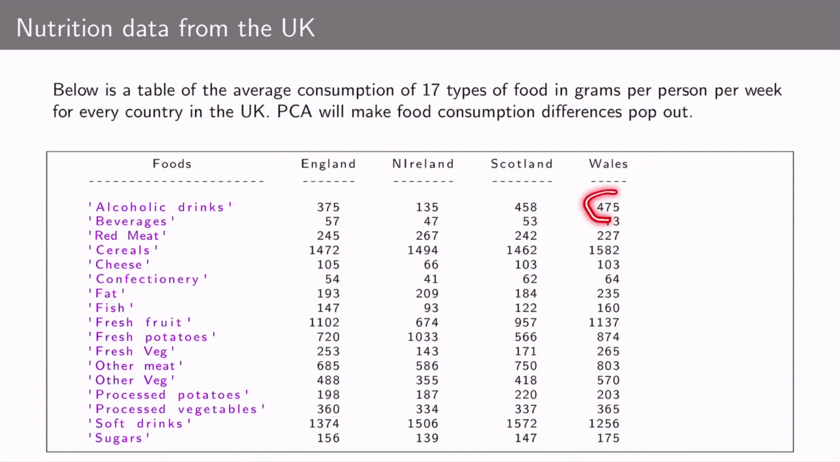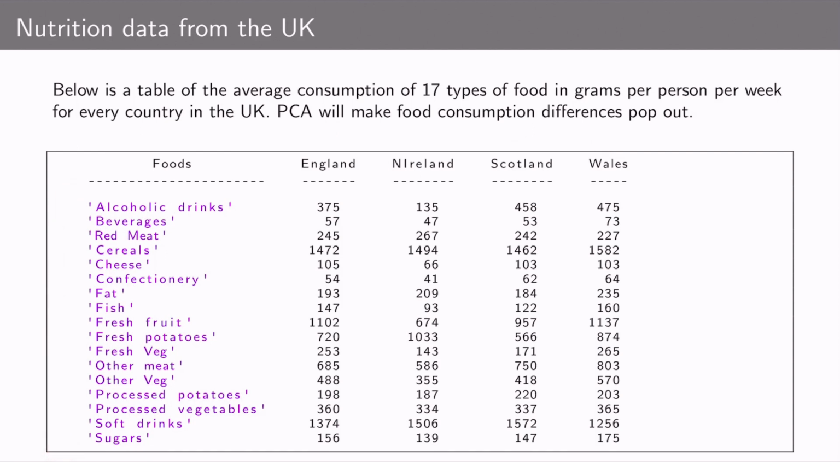Each entry in this table corresponds to the amount of that food category consumed in grams per person per week for the given country. What kind of variability is there in food consumption across the different countries? This is not a very large data set, but it can be hard to figure that out just by looking at it. We have 4 countries, or 4 samples, in 17-dimensional space.